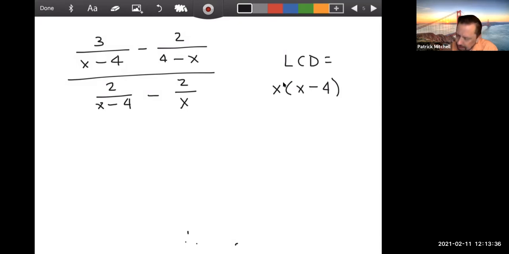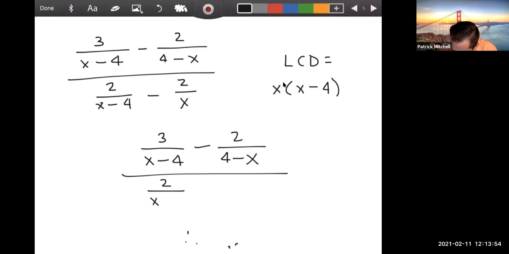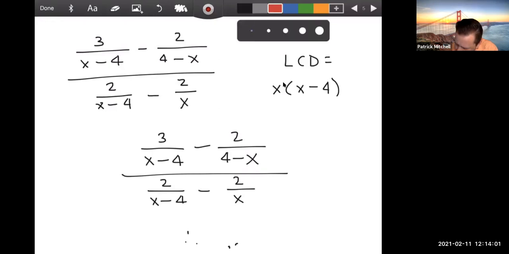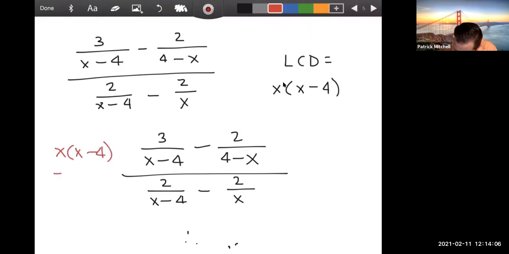All right, so here is the idea behind method 2. You're going to love this. I'm going to take my expression, 3 over x minus 4 minus 2 over 4 minus x, all over 2 over x minus 4 minus 2 over x. And I'm going to multiply that big fraction by x times x minus 4 on the top and the bottom. So notice what I'm really doing is just multiplying this big fraction by 1.